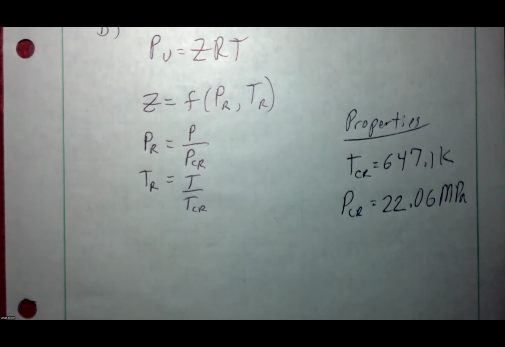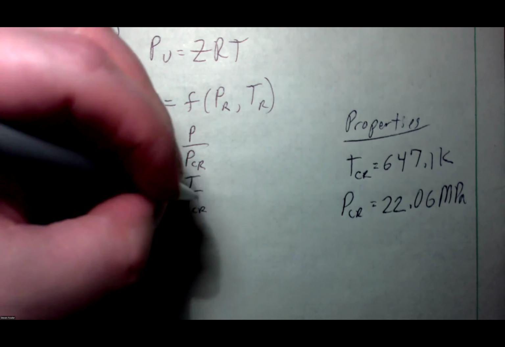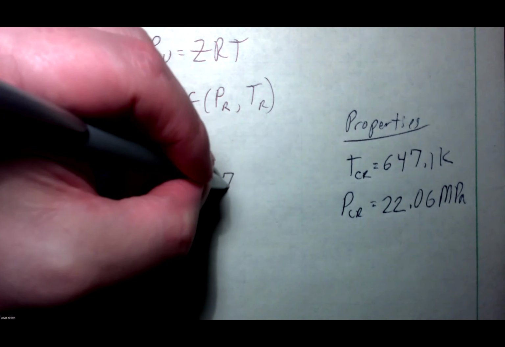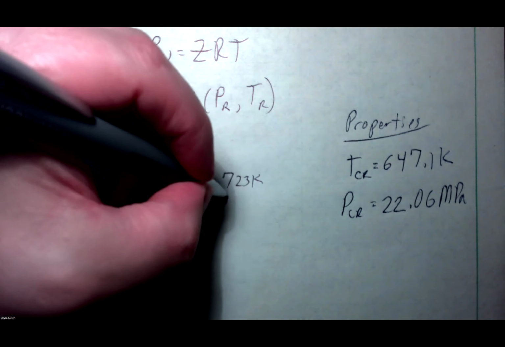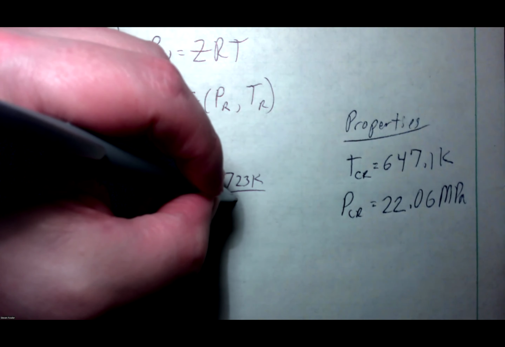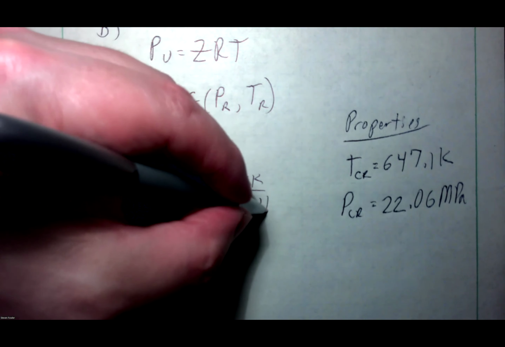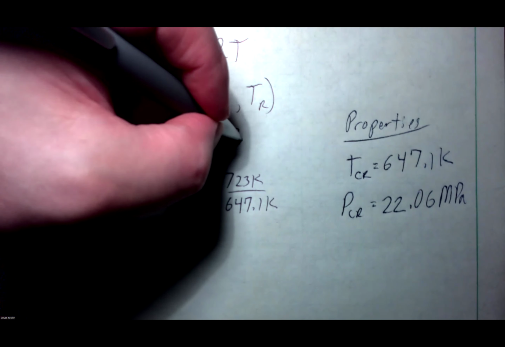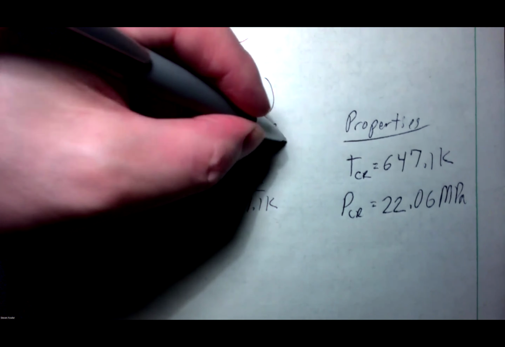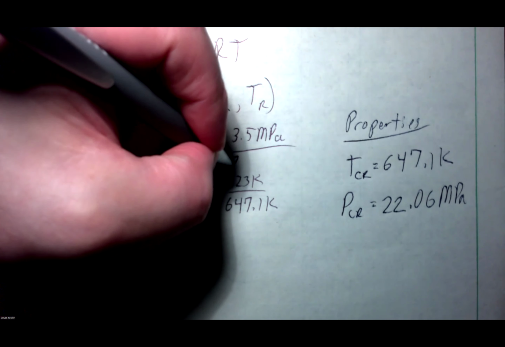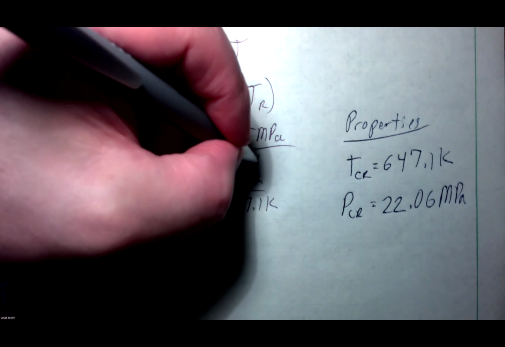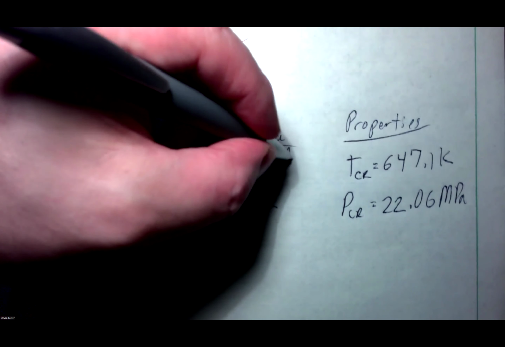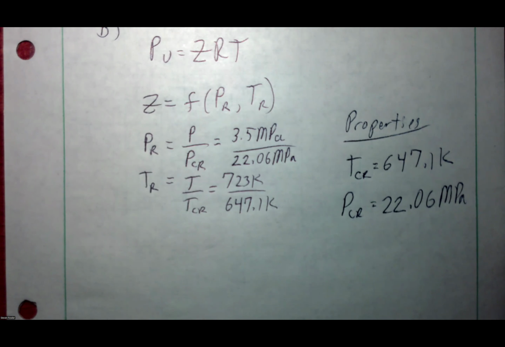So notice now I can find my reduced temperature. My temperature is 723 kelvins divided by 647.1 kelvins. I can find my reduced pressure. I've got a pressure of 3.5 megapascals, and the critical point pressure for water is 22.06 megapascals. That's 220 atmospheres, because 0.1 megapascals, give or take, is an atmosphere.